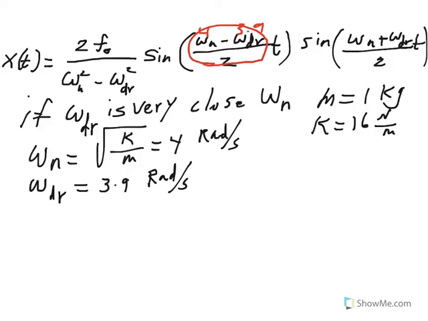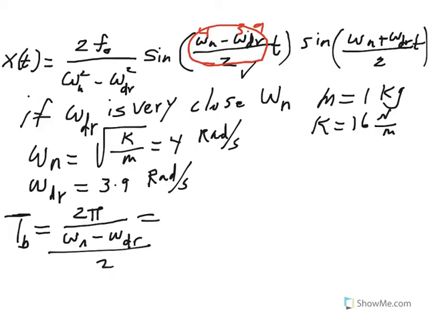So we're going to have two sine waves, one with the large period and one with a small period. I'm going to call it the beat period, now using the subscript b. It is going to be 2 pi, because we have to change from radians per second to seconds per cycle, divided by this frequency here, omega n minus omega dr divided by 2. So this becomes 4 pi divided by omega n minus omega dr.